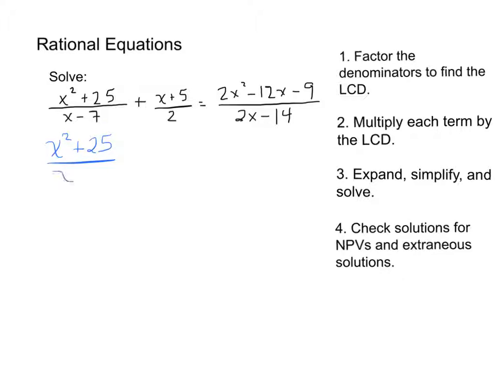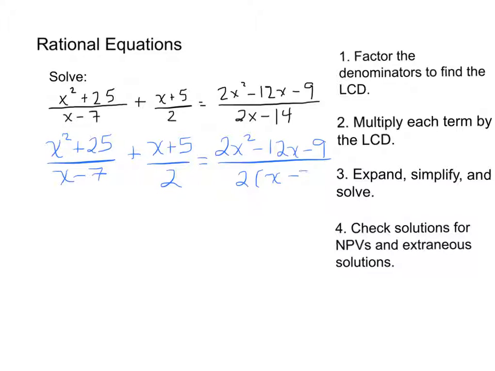X minus 7 can't be factored, can it? 2 can't be factored. But the last denominator there, 2x minus 14, can be factored by taking out a 2. So it becomes 2 times x minus 7. And then we have to figure out what the lowest common denominator is going to be. That lowest common denominator is just 2 times x minus 7.